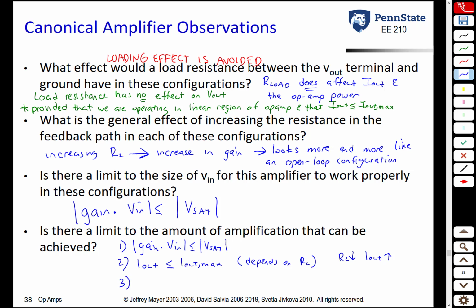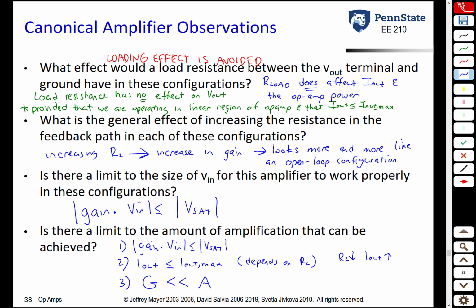Third thing is you can never get more gain than the open loop gain A of the op-amp. In fact, your closed loop gain G is always going to be quite a bit less than the open loop gain A. So in any of these configurations, the gain we end up with, G, is typically going to be much less than the open loop gain.